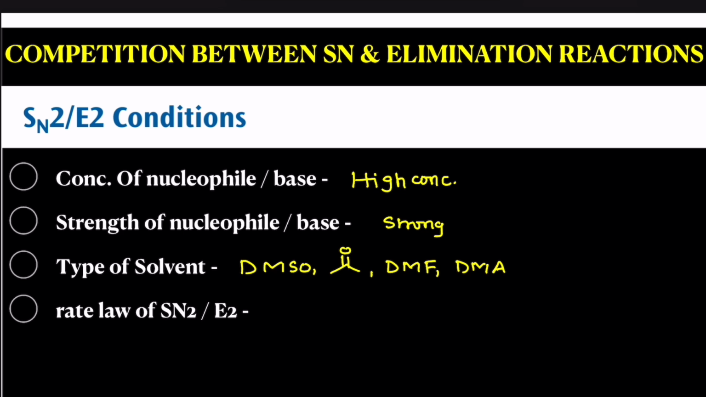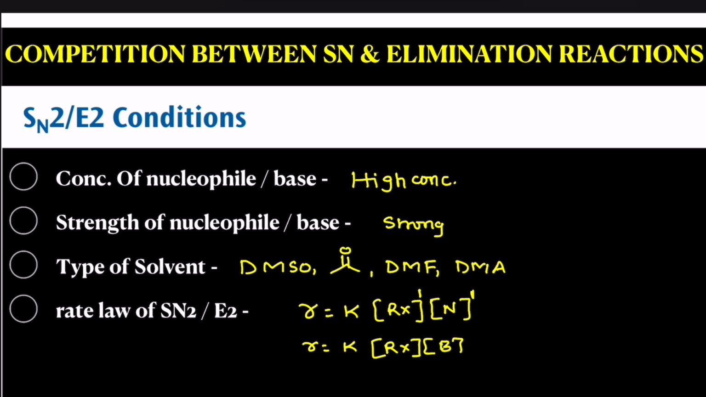And if you observe the rate law of the SN2 reaction and the rate law of the E2 reaction: the rate law of SN2 is R equals K into the concentration of alkyl halide into the concentration of nucleophile. With respect to alkyl halide, and also with respect to nucleophile, it is first order. The overall order of the reaction is 2. If it is an E2 reaction, R equals K into the concentration of alkyl halide into the concentration of base. Again, with respect to each, it is first order. Overall, it is a second order reaction.